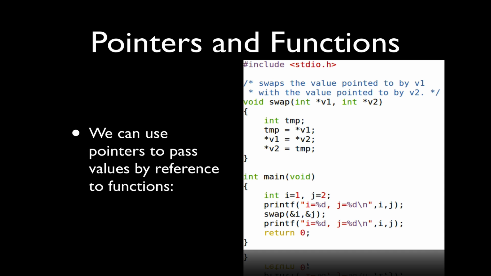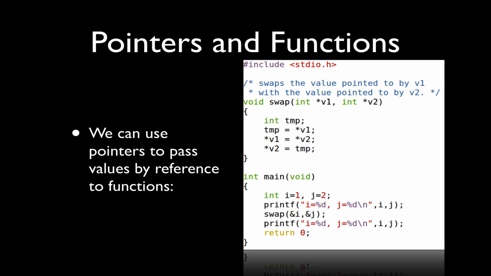So in my main routine, I define two integers, i, which I set to 1, and j, which I set to 2. I then print those values out to show you what they are, so I should see i equals 1, j equals 2. Then I call swap, but notice I precede the parameters i and j with the ampersand because swap expects a pointer to an integer, not an integer. If I left those ampersands off, the compiler would complain because it's expecting pointers. So I get the address of the declared variables i and j by using the ampersand operator.